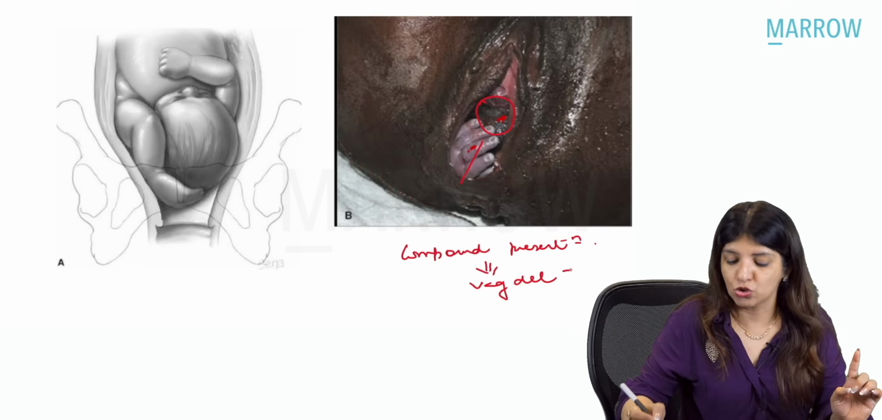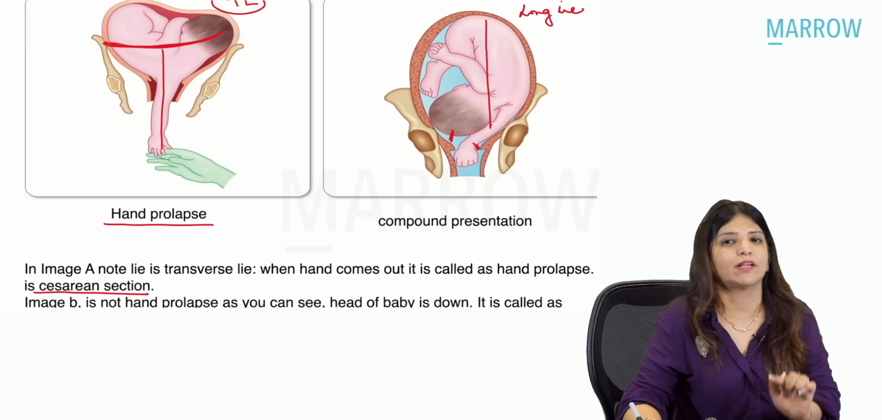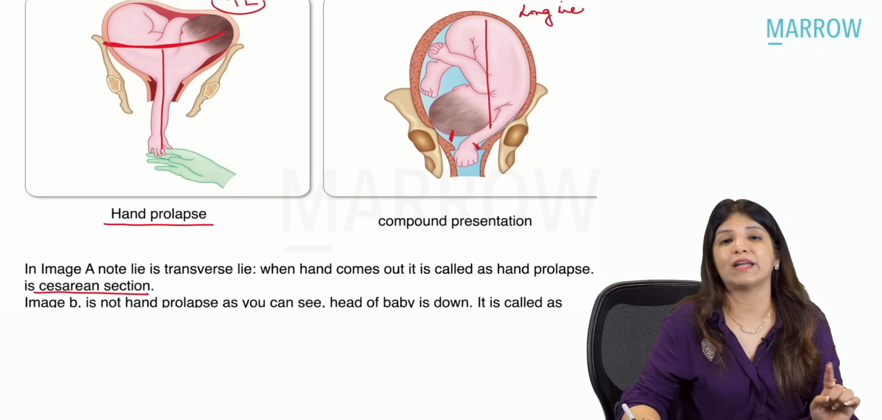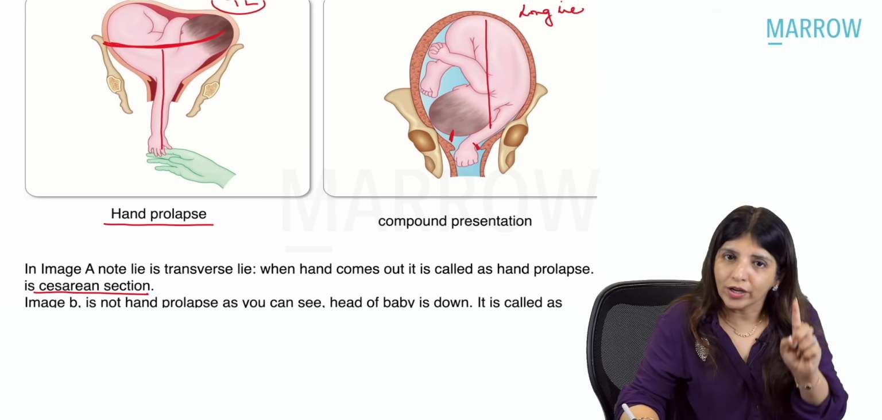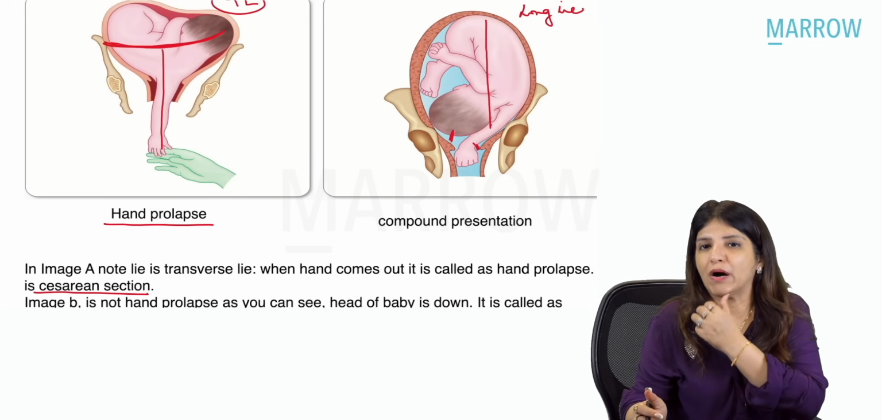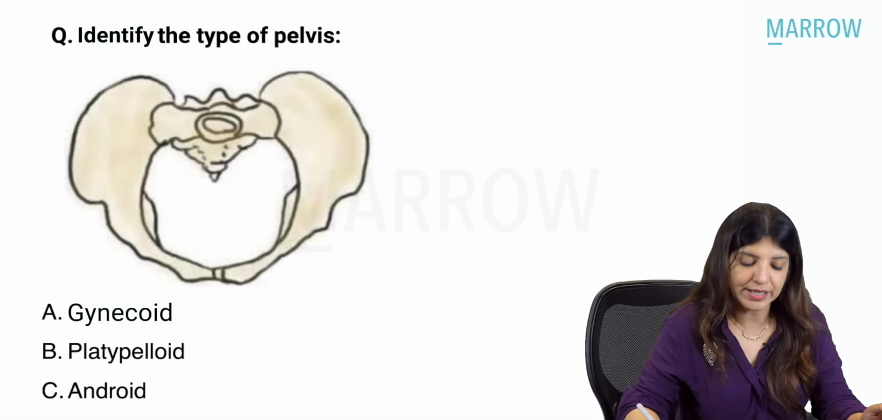So look at your image very, very carefully whether it is a case of transverse lie with hand coming out. Transverse lie with hand coming out means it's a case of hand prolapse and management is cesarean section. Longitudinal lie, hand and head coming down together, that is compound presentation, management is vaginal delivery, right?